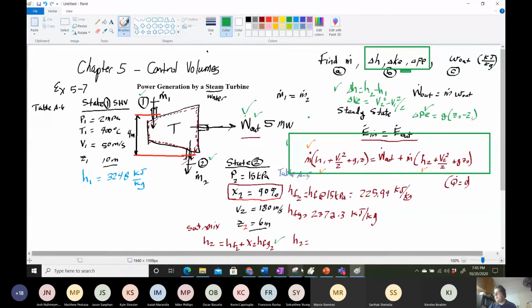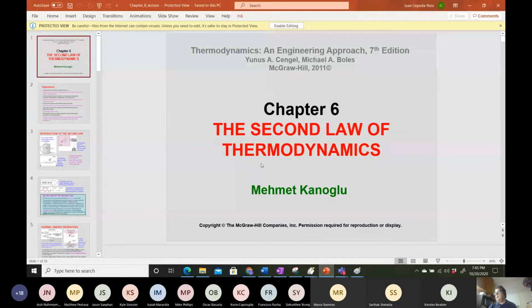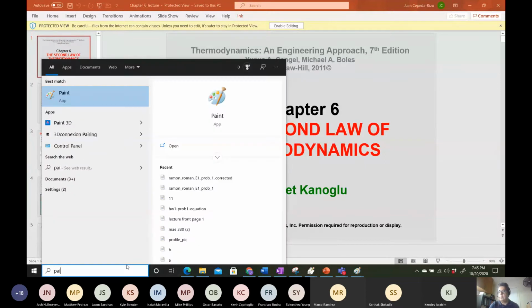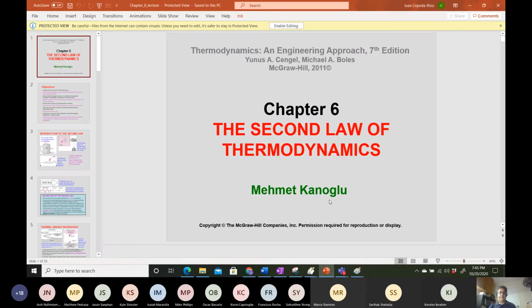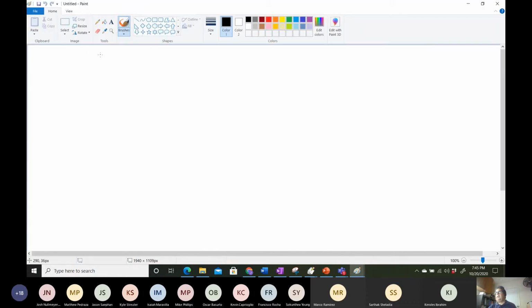I want to start on chapter 6 now. All right, so introduction to chapter 6. Let me just start a new page here. This is the second law of thermodynamics. For the second law, what it does is it gives us direction.